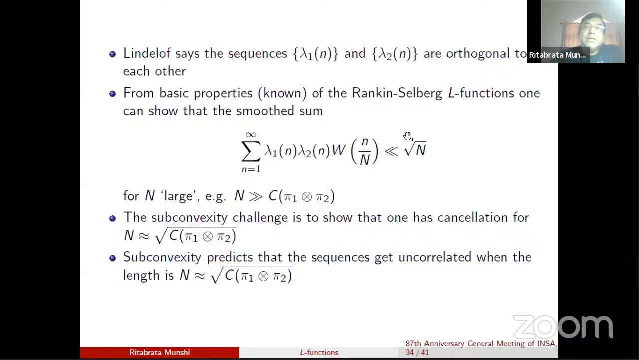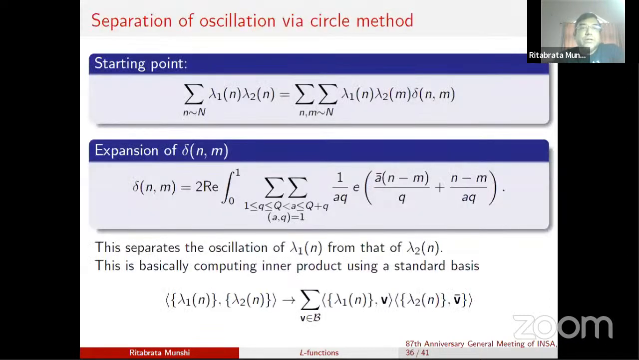And from Rankin-Selberg theory, you can actually prove that if your length is very large, if it's larger than the conductor, then you have such a square root cancellation. But for subconvexity, you need to get cancellation when the length is like square root of the conductor. Okay, so in this approach, what you do is you start with a very silly step. You separate the n from lambda 1 from lambda 2 just by introducing a Kronecker delta symbol. So delta nm equals 1 when n equals m and 0 otherwise.